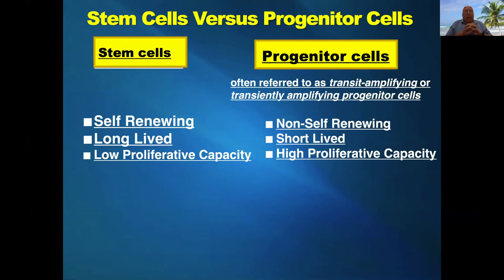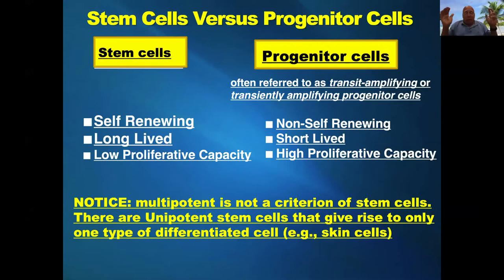Now, stem cells basically are self-renewing. They're long-lived. They have a very low proliferative capacity typically, whereas progenitor cells are pretty much the opposite of that, okay? Now, a cell can be multipotent. It can also be unipotent, a stem cell. It doesn't have to be multipotent.